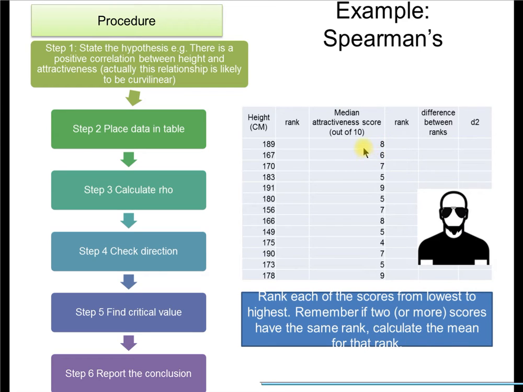You do the same here. So we find the lowest attractiveness scale, which is, I think, 4. Yep, 4. So 4 becomes number 1. However, here we have 5, which would be number 2, 5, which would be number 3, 5, which would be number 4, and 5, which would be number 5. Now, 2 plus 3 plus 4 plus 5 divided by 4 makes 3.5. So this rank is 3.5, this rank is 3.5, this rank is 3.5 and 3.5. That means that the next rank has to jump and has to be rank number 6.